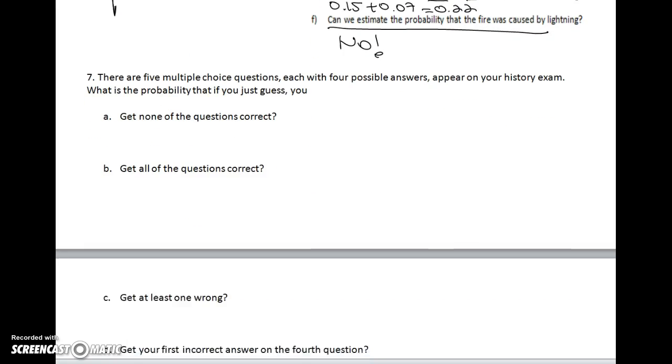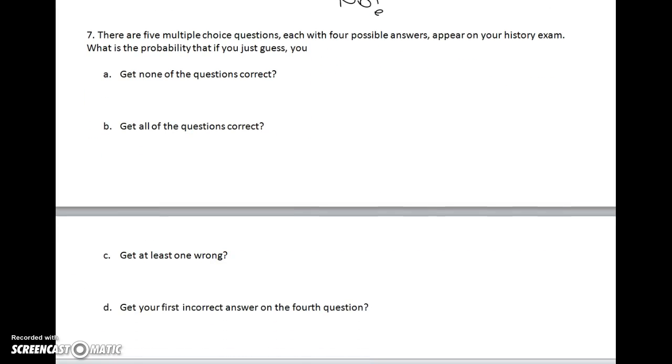Okay, our next example is dealing with 5 multiple choice questions, each with 4 possible answers. So 5 questions, 4 answers that appear on your history exam. What is the probability that if you just guess? So we are just randomly guessing. So the probability of getting any one right is going to be 1 out of 4 chance because there's 4 possible answers. So that would be 0.25 is a chance of getting it correct.